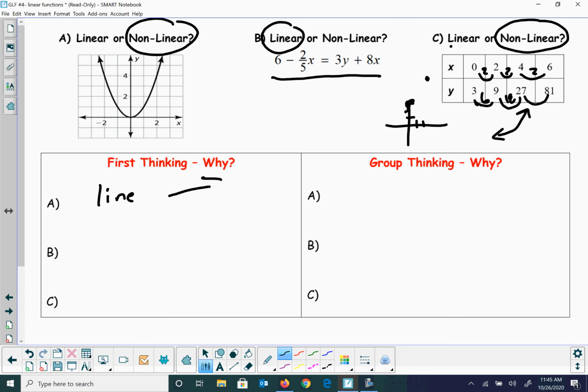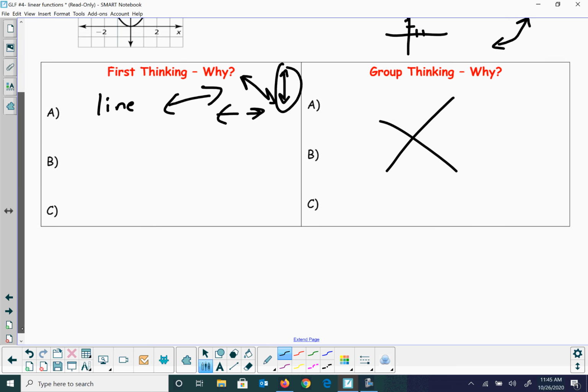Okay, a line that goes this way or it goes this way, or it's a horizontal line, even a vertical line. But vertical line is a special case, so we'll talk about that. Group thinking, we're not really going to worry about that because it's just me and you on this video.